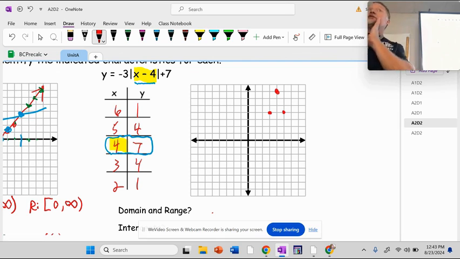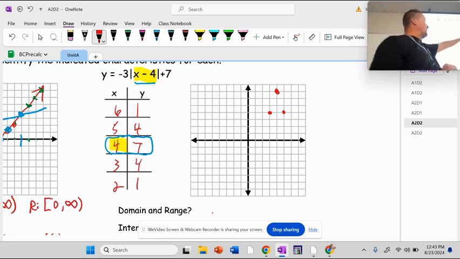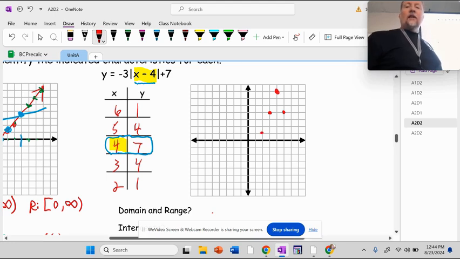Notice I did my symmetry thing. Okay, so 3 gives me the same thing. 3 minus 4 is negative 1, but then it turns into 1 for absolute value. 1 times negative 3 plus 7 is 4 again. Yes, 4, 4, 4. And then (2, 1), you can evaluate (6, 1). And then you end up getting this V.